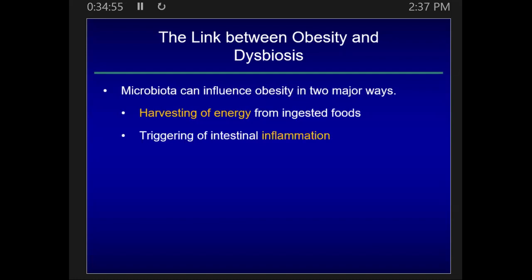So that's harvesting of energy from what you eat, and then this idea of what role they play or don't play in inflammation in your body.